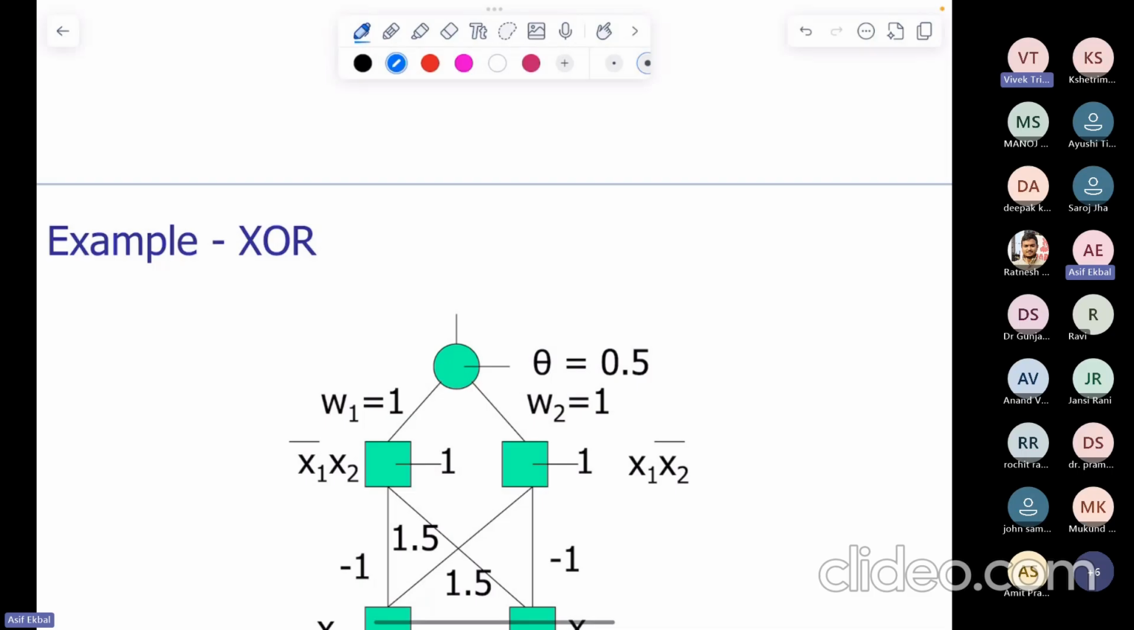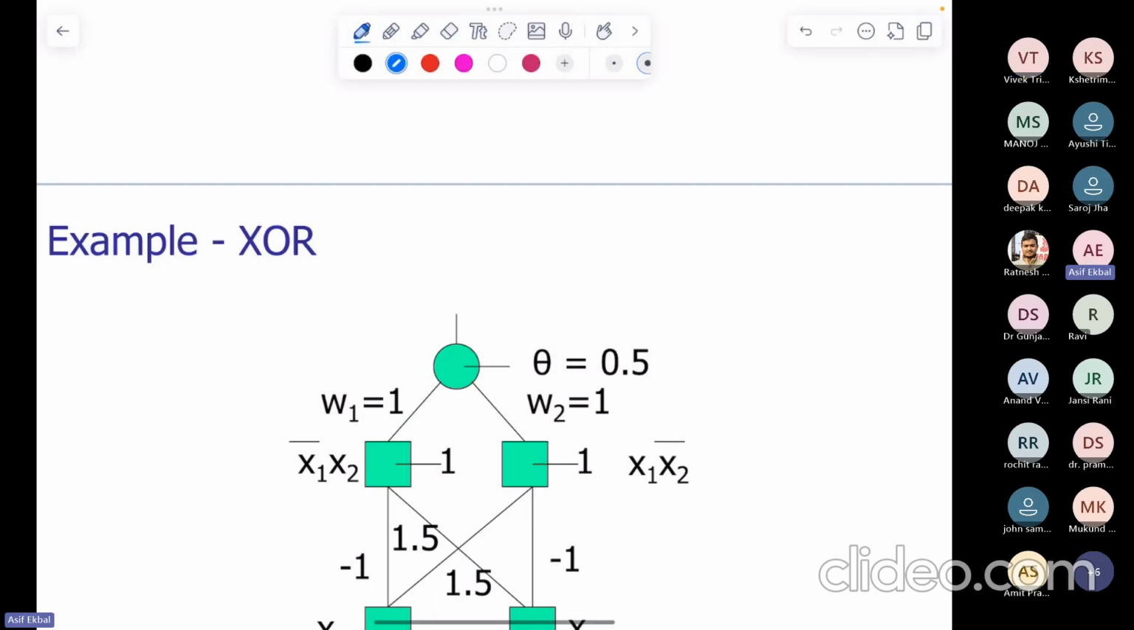Sir, by doing this exercise, is our target to find linear separability, or do we just want to find any way of separation?